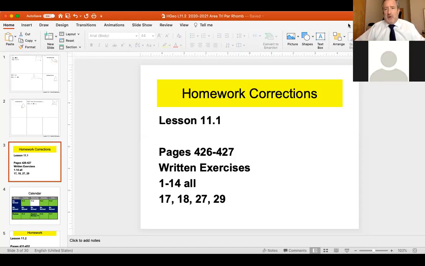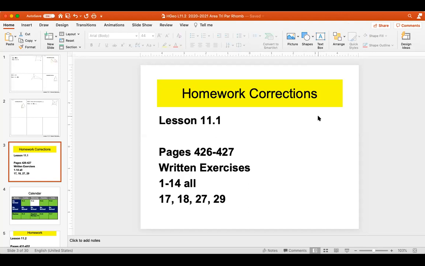How'd that homework go last night? It wasn't that hard. Good. Any questions on it? I had nothing on it. Okay. Well, I will call out the answers. Let's see, 1 through 14 all?